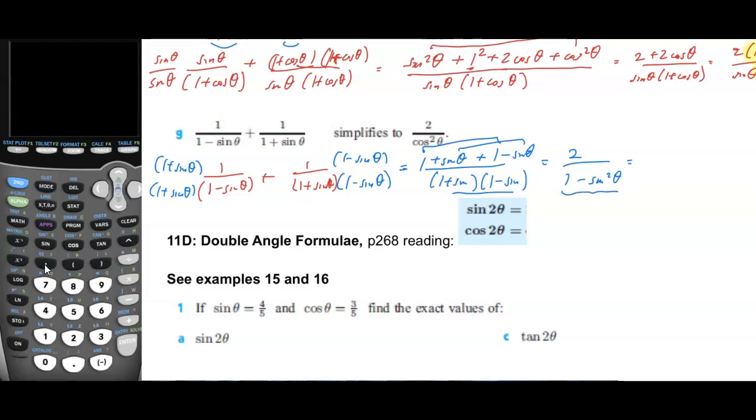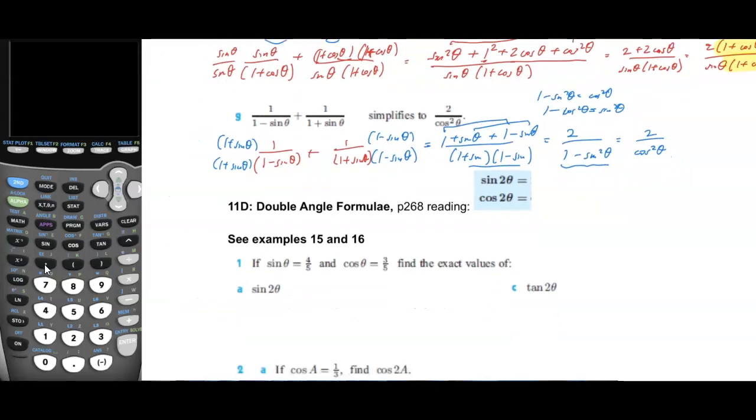1 minus sine squared theta, that's the same thing as cosine squared, right? 1 minus sine squared theta equals cosine squared theta. 1 minus cosine squared theta is equal to sine squared theta. Okay. All right, and that's what we wanted.